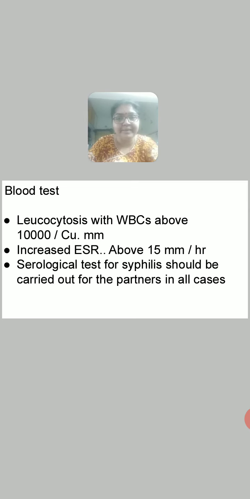A blood test can be done where you find leukocytosis with WBC above 10,000 per cubic mm. The normal WBC count is about 500 or less than 500 per microliter, but here you will find the WBC count rises so greatly. Increased ESR, it is about 15 millimeter per hour. Serological test for syphilis should be carried out for both the partners in all cases.